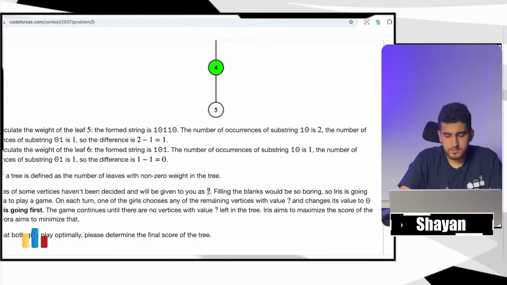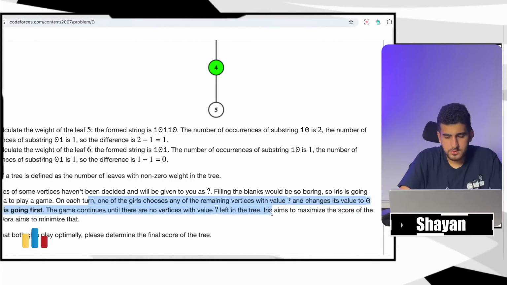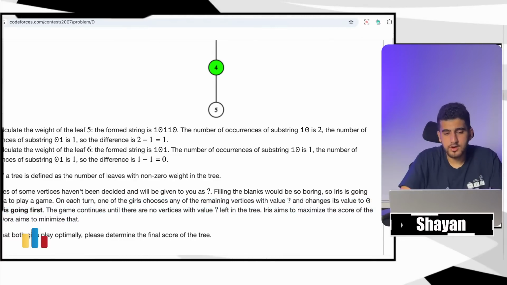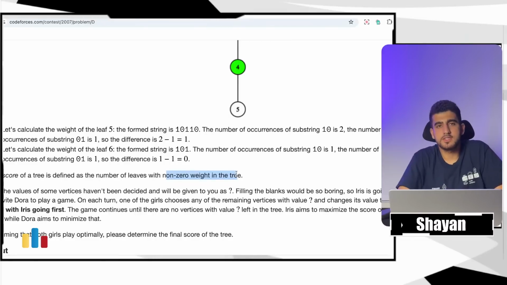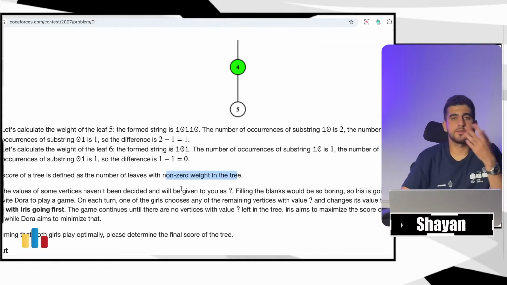So, let me just make sure. Iris aims to maximize the score, and the score of a tree is defined as the number of leaves with non-zero weights on the tree. Their weights must be non-zero.